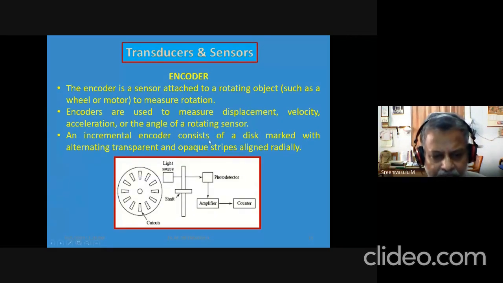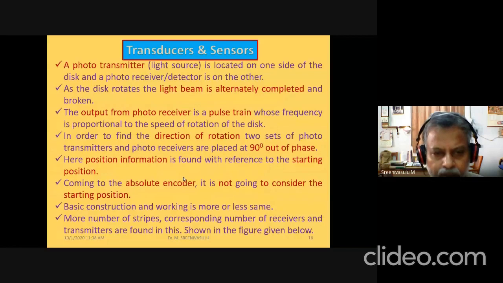An incremental encoder consists of a disc marked with alternating transparent and opaque strips aligned radially. So this is what it looks like. Maybe you are going to come across two types: incremental encoder and absolute encoder. Okay, that entire procedure has been listed.